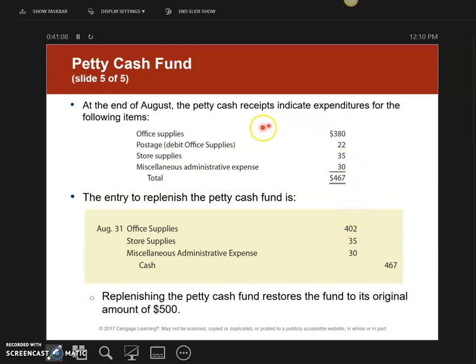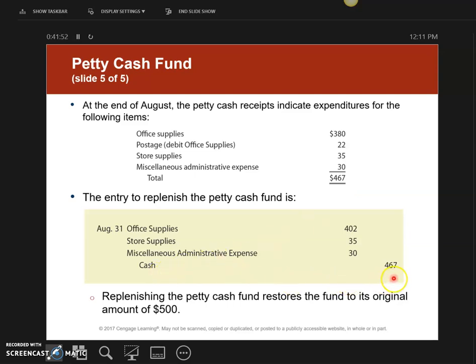So here's what happens. At the end of August, I have receipts totaling $467. This is journal entry number 2. This is called replenishing the petty cash. I'm going to credit cash for $467, which is the total of all my receipts. And then I'm going to debit whatever this was spent on. So $402 was office supplies, that would be the $380 and the $22. $35 was store supplies, and miscellaneous expense was $30. So this all equals $467. That must mean that I have $33 cash still in the box.